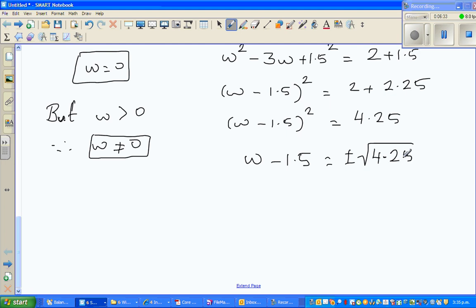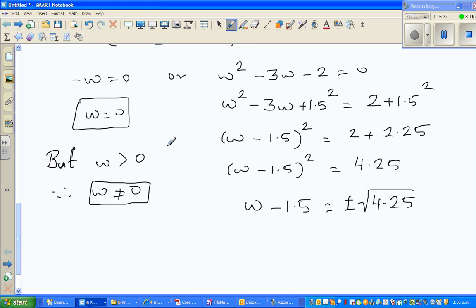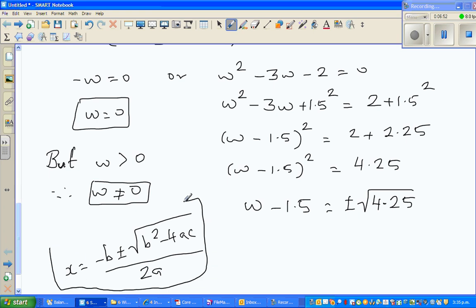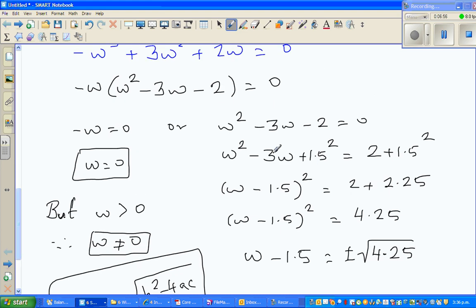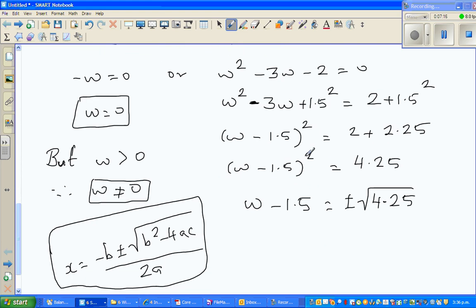So W minus 1.5 is equal to plus or minus the square root of 4.25. The method that I'm showing you is nothing but the quadratic formula. You know the quadratic formula: x is minus b plus or minus the square root of b squared minus 4ac, over 2a. You don't even need to remember the formula if you know how to complete the square. The method is very simple: you take half of this number and then square it. Half of 3 is 1.5, and don't look at the sign, because when you square it, it's always positive. So if you write 1.5 squared here, you write 1.5 squared here. And when you're finding the square root, you have to find the positive and negative square root of 4.25.